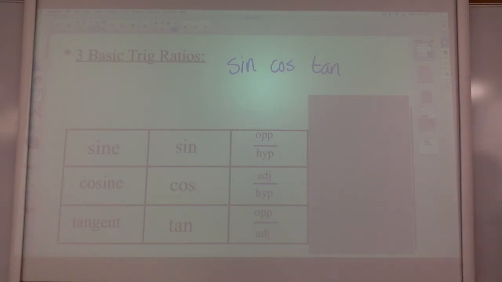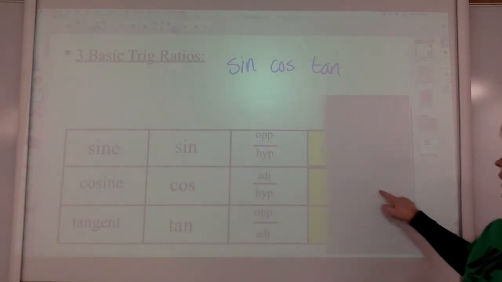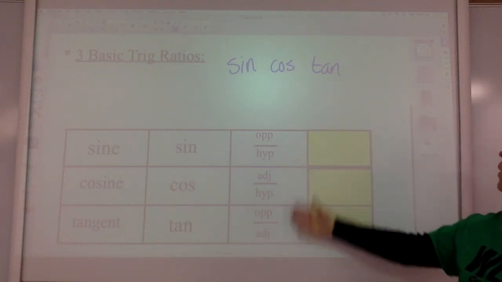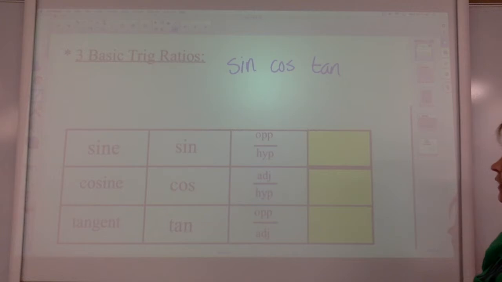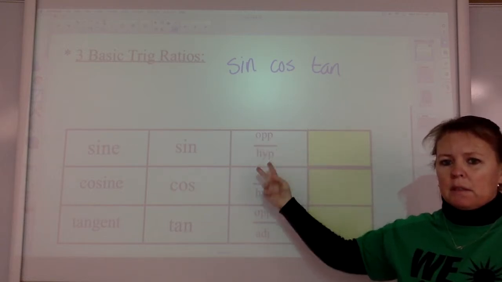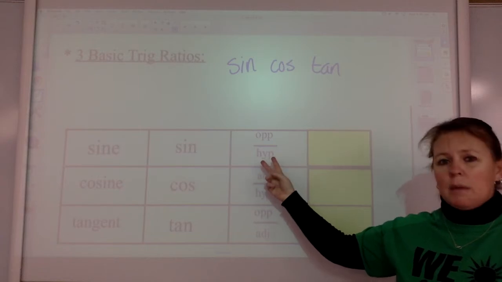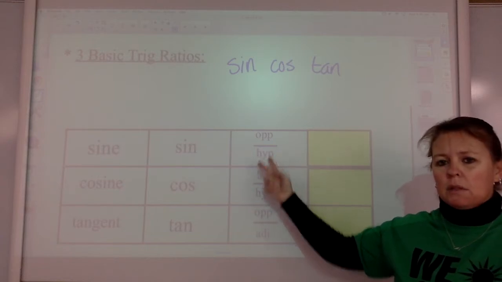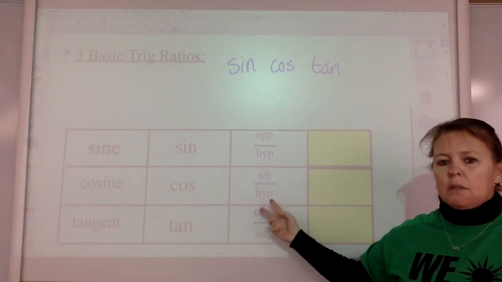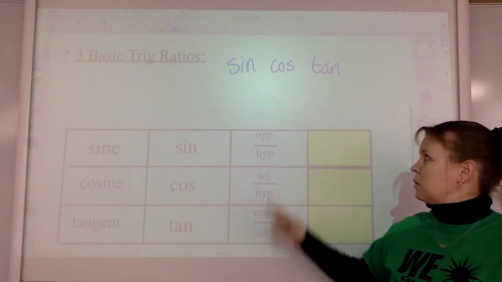I'll tell you what they stand for. And then you're going to need one more section. We'll fill this section in once we know what all this stands for. The OPP stands for opposite. HYP, maybe you guessed it already, is the hypotenuse. ADJ is adjacent. So opposite, hypotenuse, and adjacent.